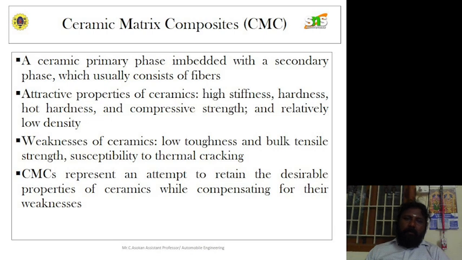Ceramic matrix composite. A ceramic matrix primary phase is impregnated with a secondary phase, which usually consists of fibers. Attractive properties of ceramics: high stiffness, hardness and compressive strength, and relatively low density.